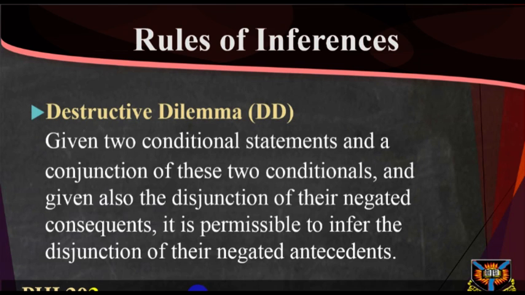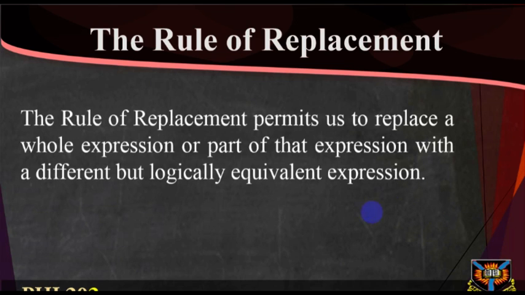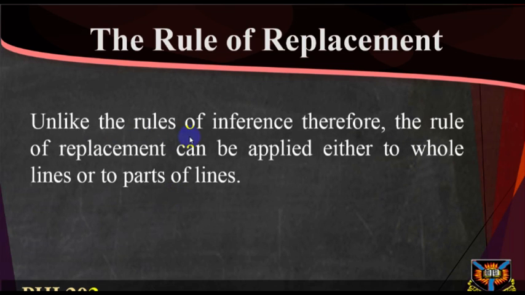The rule of replacement. There are many valid arguments that cannot be so proved by using only the 9 rules of inference discussed thus far. Hence, the need for additional rules. The rule of replacement permits us to replace a whole expression or part of that expression with a different but logically equivalent expression. Unlike rules of inference, the rule of replacement can be applied either to whole lines or to parts of lines.